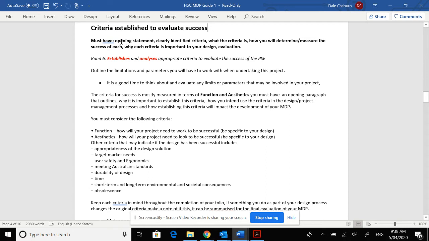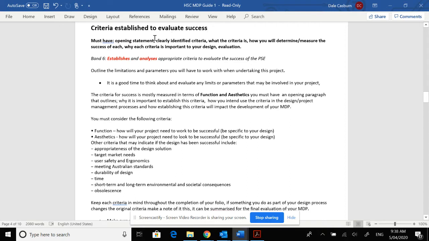So we'll just do it like the usual videos. The must-haves could be different, but I like to see an opening statement, so I understand that the student knows why they're establishing this criteria. It lets the teacher know that you understand the section and that you're probably going to go on and do a fairly decent criteria to evaluate the success.